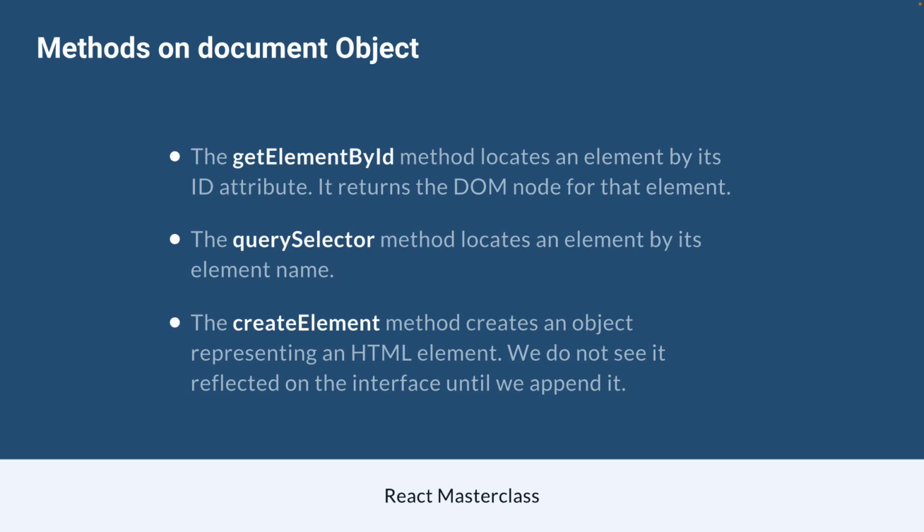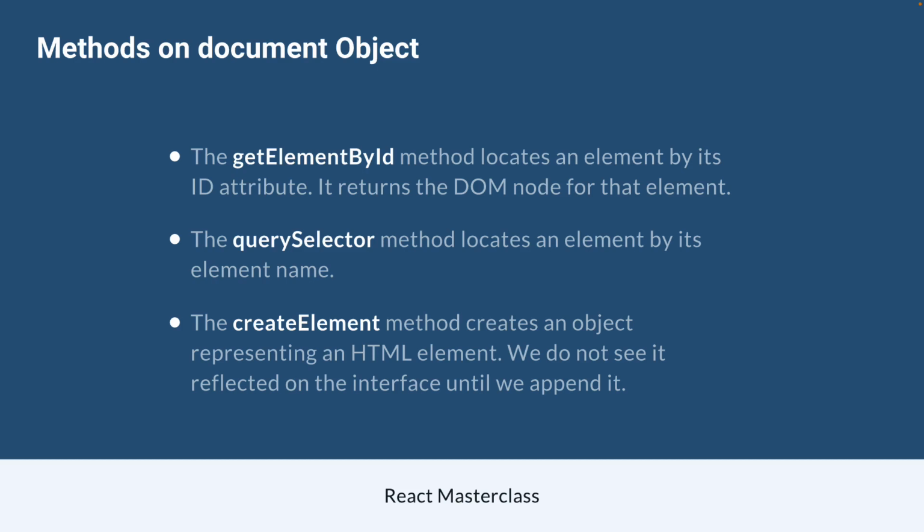And these methods help us do things like find certain nodes on the screen or create certain nodes. So for example, the getElementById method locates an element by its ID attribute, and it returns the DOM node for that element. It returns a JavaScript object representing that piece of the UI. As another example, we saw the querySelector method, and that locates an element by its element name. So we can use querySelector to find, for example, the first paragraph tag or the first list item tag. And we didn't even explore all of the available methods. There's a lot more available. The point is these methods prove that we can use JavaScript to manipulate and to query the visual interface.